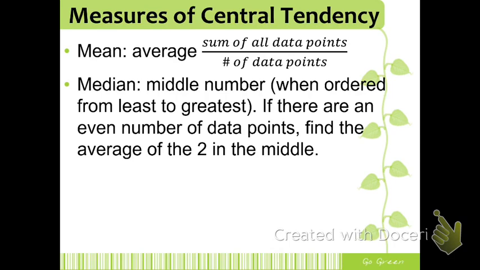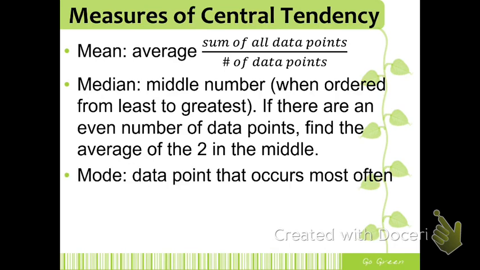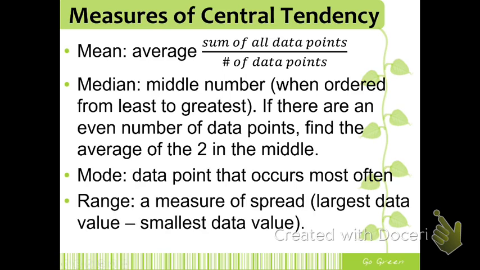That would be if there were an odd number of data points. If there were an even number of data points, you won't have a middle number. You'll have two numbers in the middle, and you'll find their average. The mode is the number that occurs the most often. And the range is a measure of how spread out the data is. To find it, you take the largest data value and subtract the smallest data value.